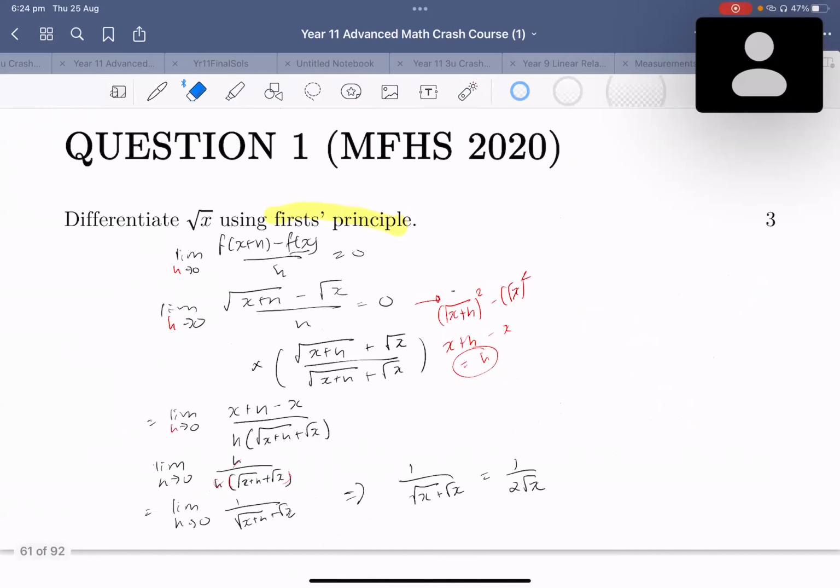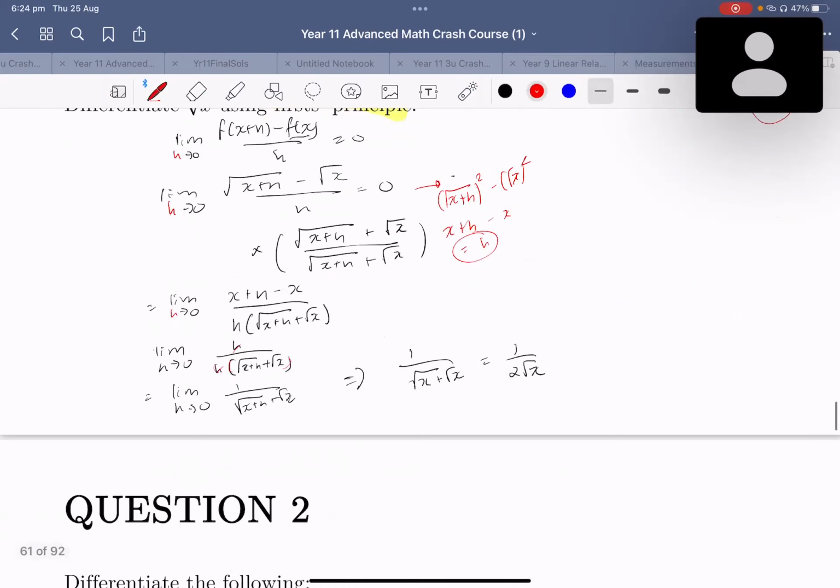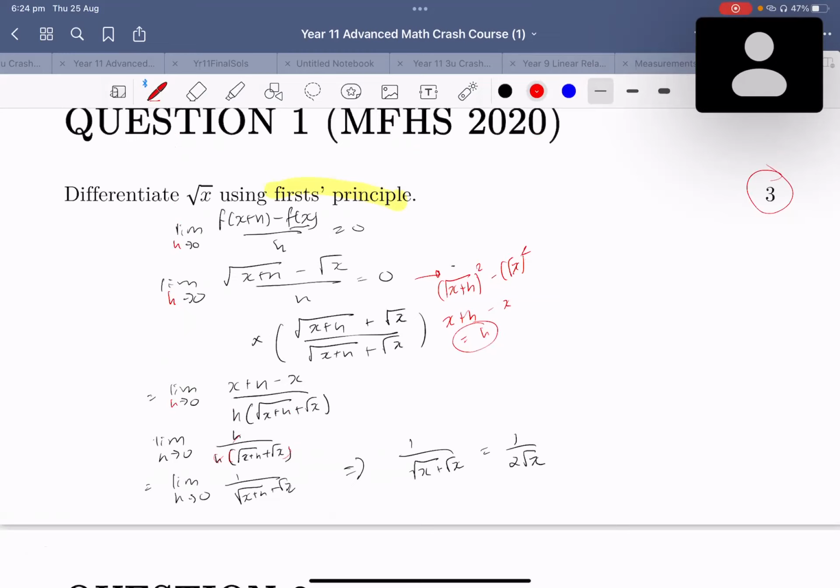And yeah, that's pretty much it. So it's a pretty easy 3 marks, these type of questions, especially when you have something simple like square root of x.